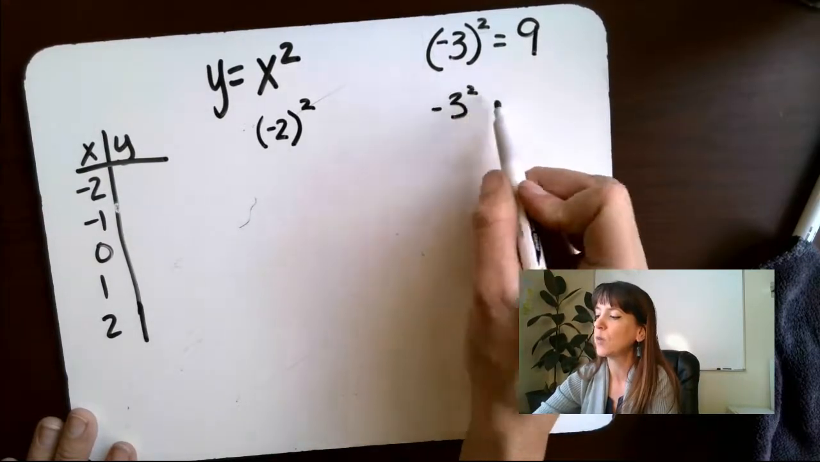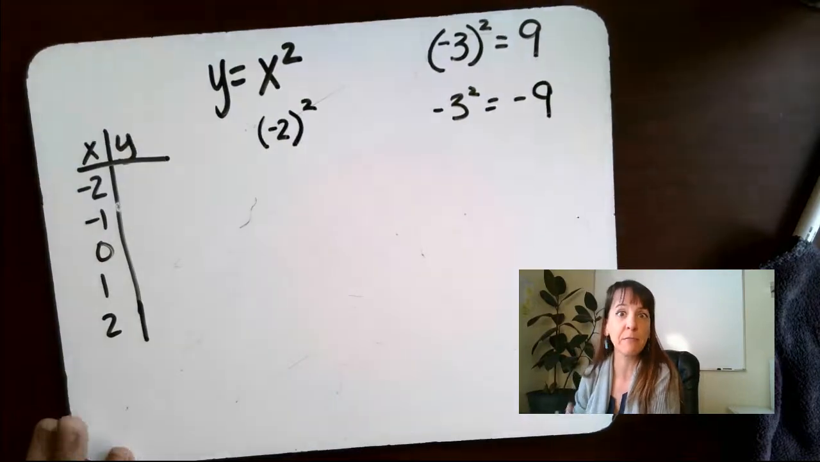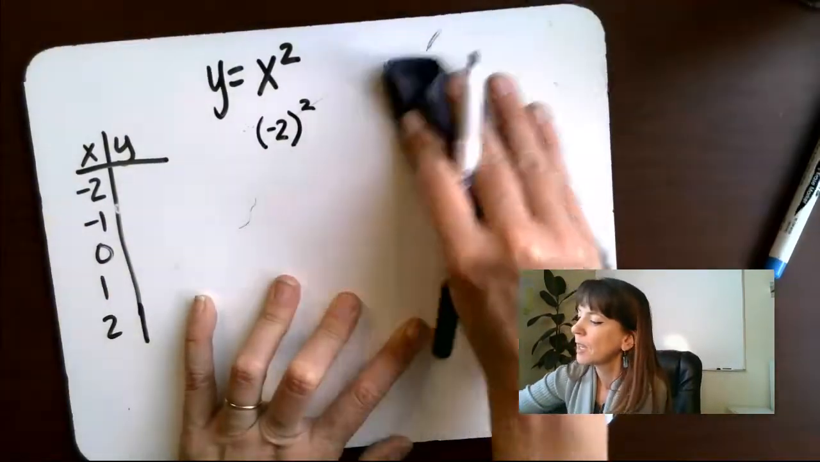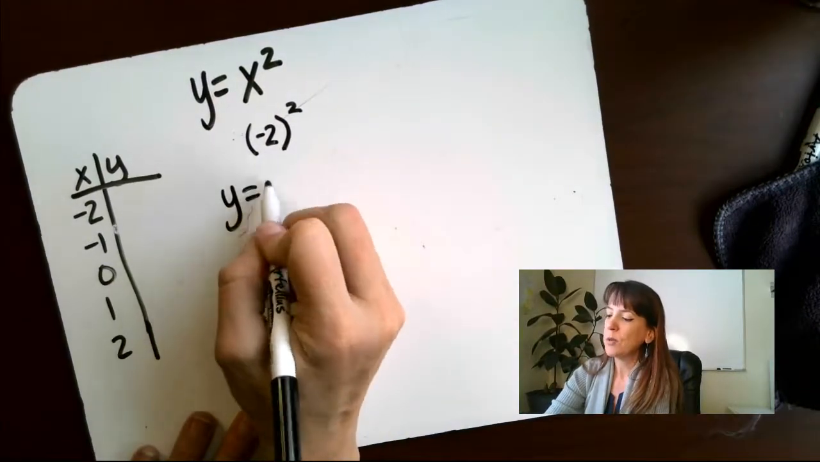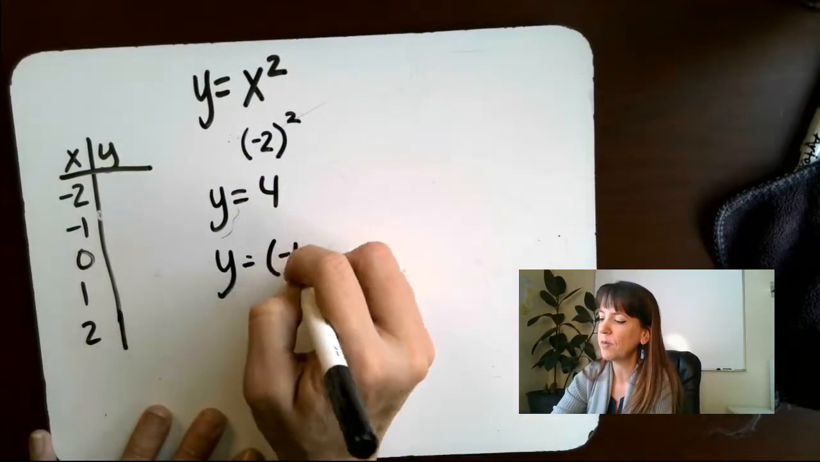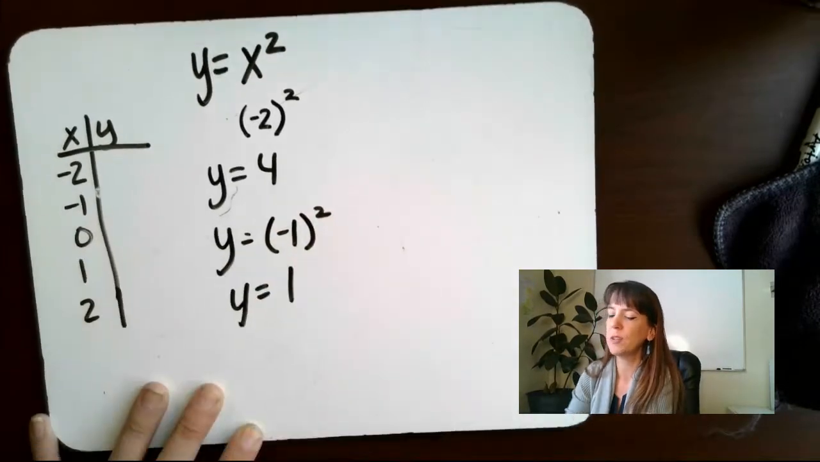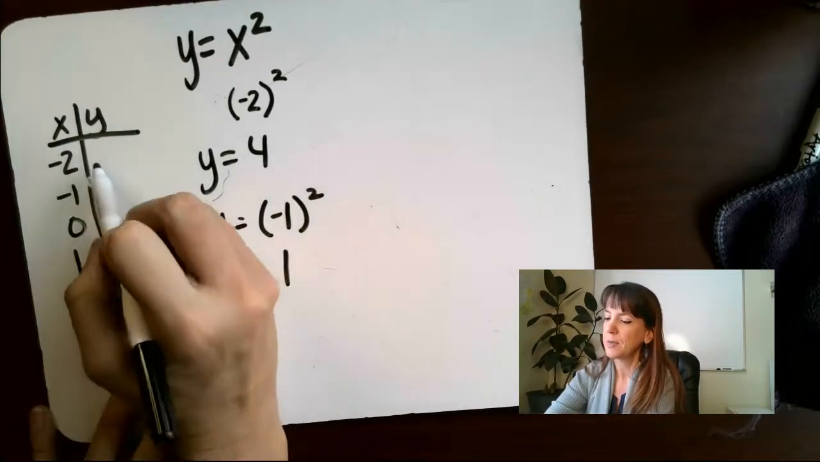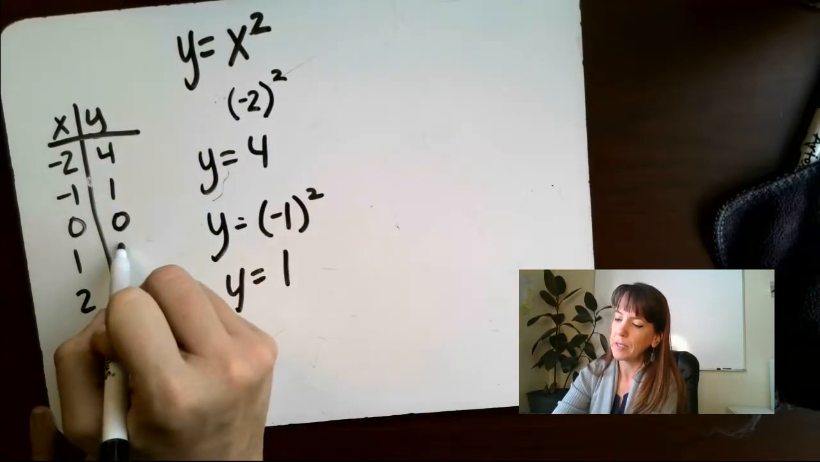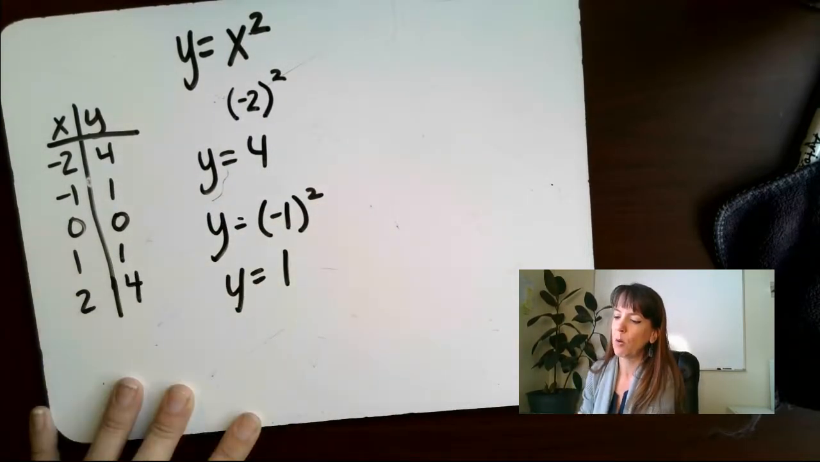This squared equals negative 9, right? Friendly reminder on that. You've got to be using your parentheses when we're plugging things in. All right, so y equals 4, right? Let's do negative 2. Y equals negative 1 squared. Y equals 1, right? So we got 4, we got 1, we have 0. Now we plug in 1, that's going to be 1, that's going to be 4, right?